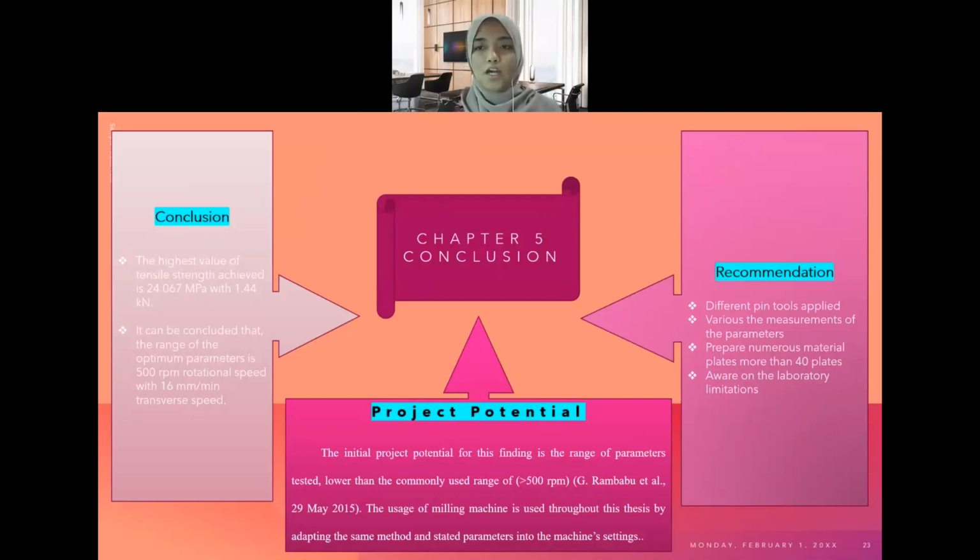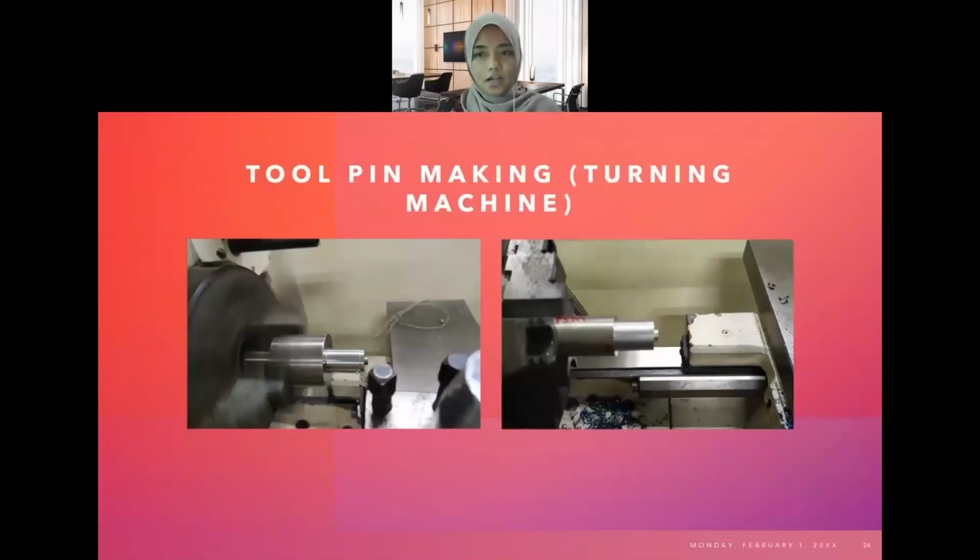And lastly, be aware of the laboratory limitation, because in FTKMP, the friction stir welding machine in the laboratory cannot be used due to the limitation, and it is only for student observation and demonstration. So the application of friction stir welding is done on the milling machine. That is why we have to be aware of the laboratory limitation, so we can have another from plane A to plane B. And this is how the tool pin is made. This is called the turning process.